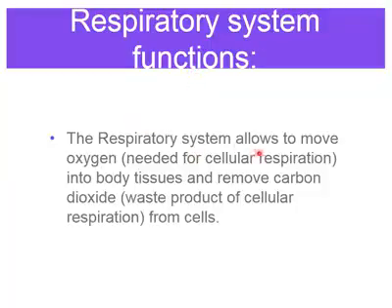The respiratory system allows us to move oxygen. As you saw in the video, it moves the oxygen from the air to inside the body. This oxygen is needed for cellular respiration in body tissues, and it also removes the carbon dioxide, which is a waste product of cellular respiration, from cells. So the respiratory system has two functions. First, to move the oxygen into the tissues, and next, to remove the carbon dioxide, which is a waste from the cells.